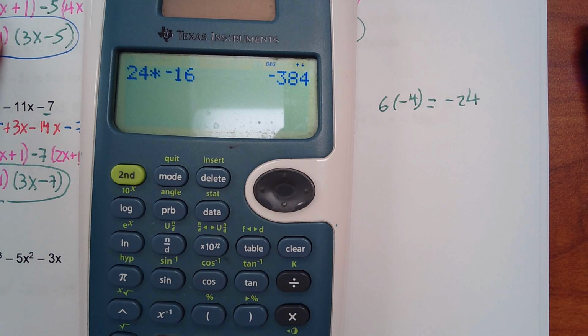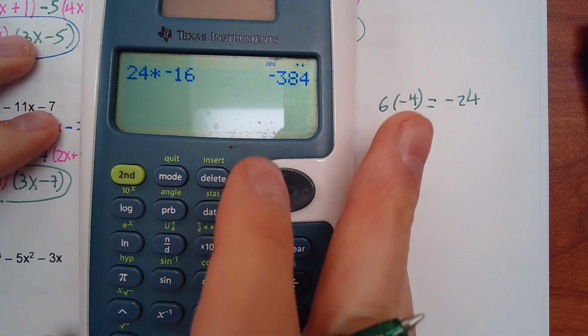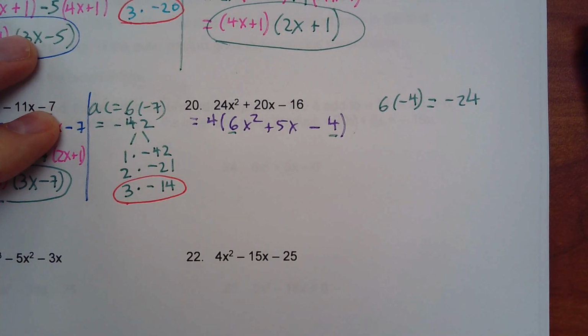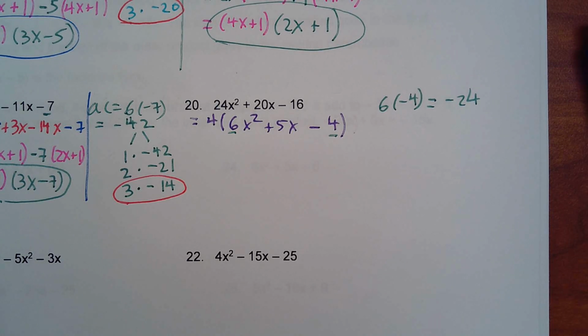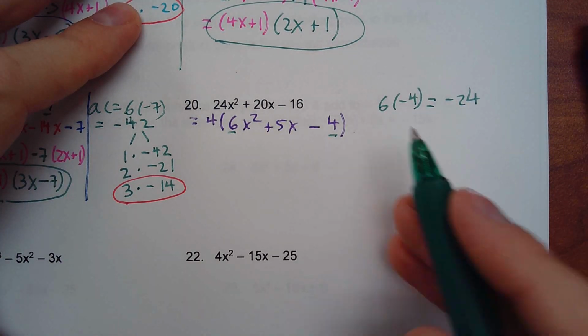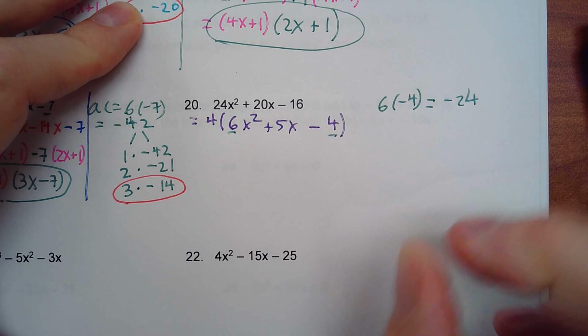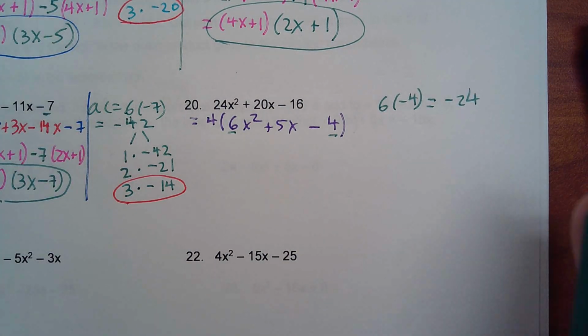So you can see how much time, how much Tylenol or Advil it will save you by factoring out the greatest common factor first. Or I guess Aleve too, if you use Aleve or aspirin. So whatever your favorite painkiller is. Okay, because now this is much more manageable.